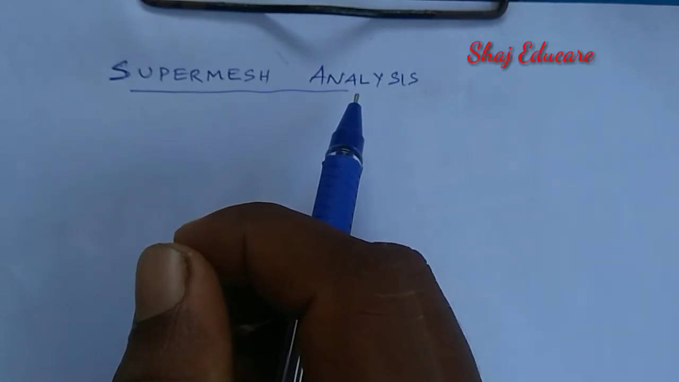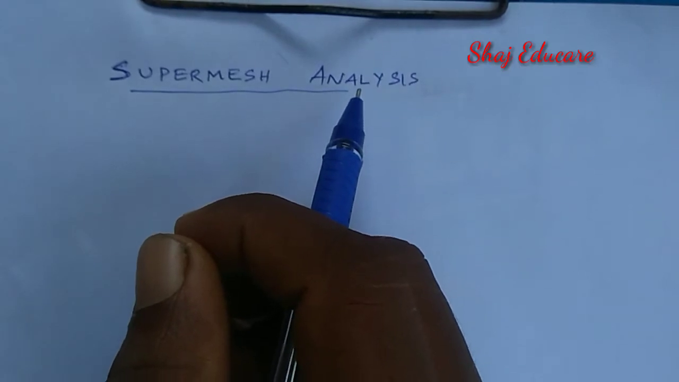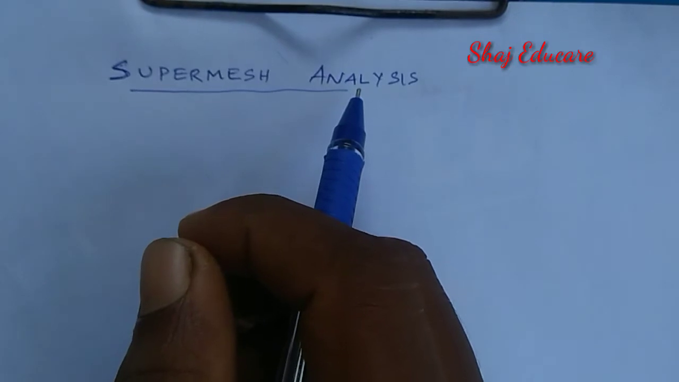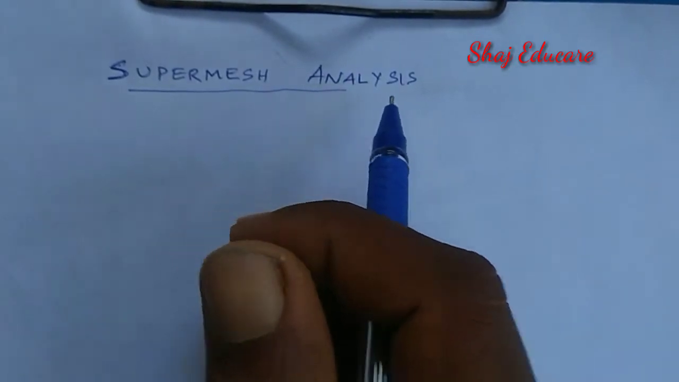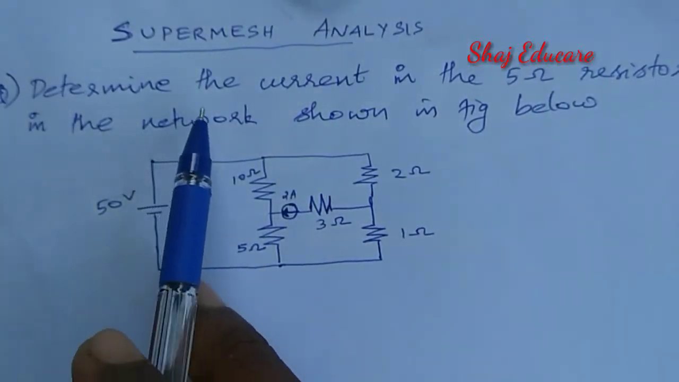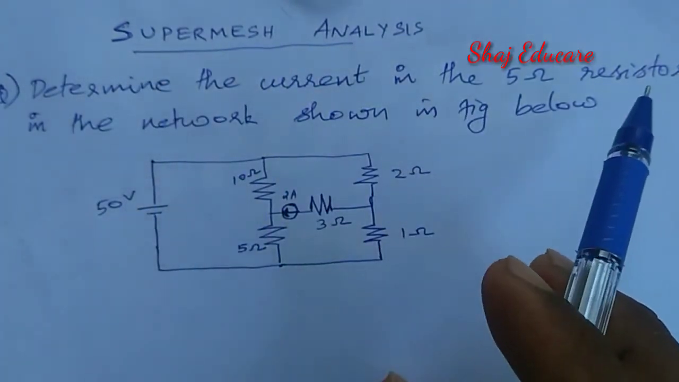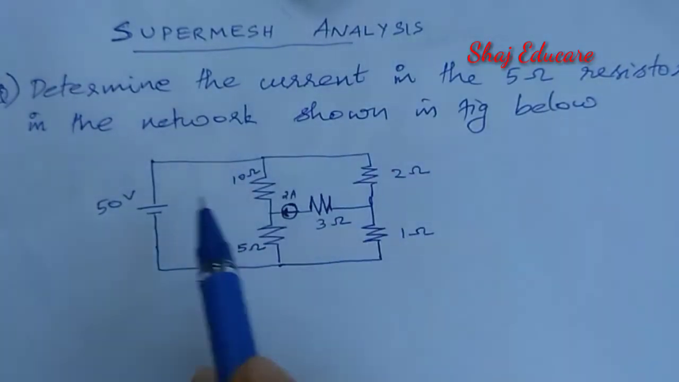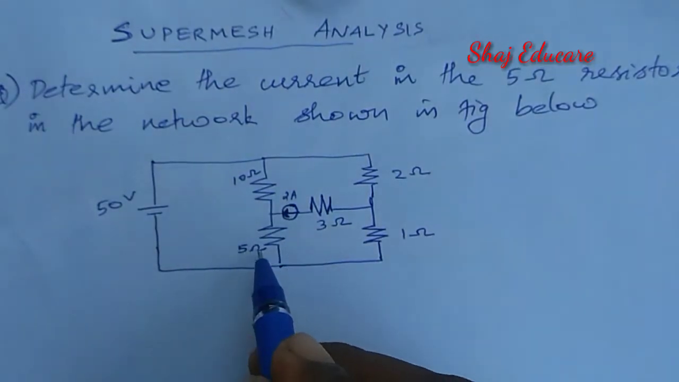Okay, now let us understand the concepts more clearly by doing an example. By doing a sample problem we can understand the concept more clearly. And here is the question given to us in order to understand super mesh analysis. Determine the current in the 5 ohm resistor in the network shown in the figure below. This is the network given and we have to find out the current in the 5 ohm resistance.